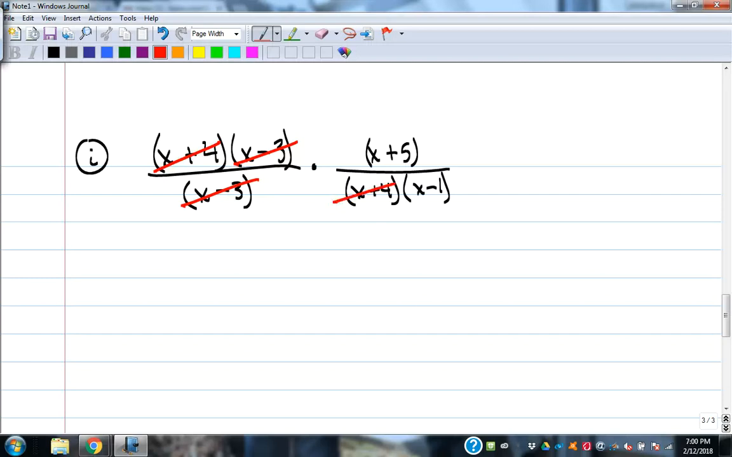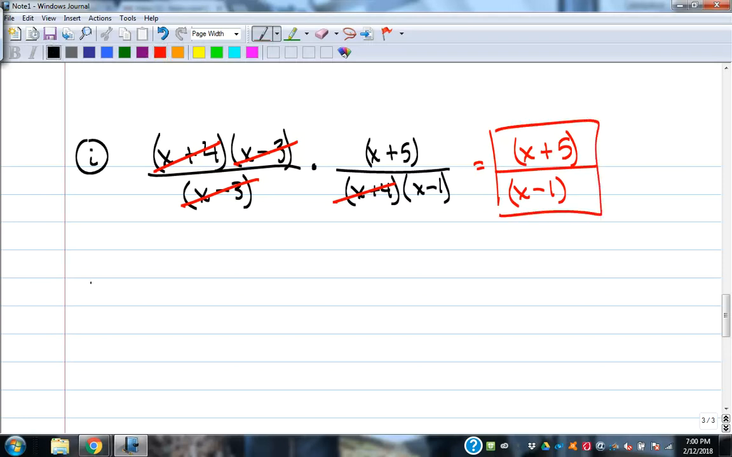Nothing else can cancel. All that's left is you go straight across and say, okay, there's nothing here. There's an x plus 5. On the bottom, there's nothing. There's an x minus 1. If there were more than one factor, you write it down too. We're going to do more than this one, but trying to get the idea started here. So in factored form, you just cancel out matching factors.